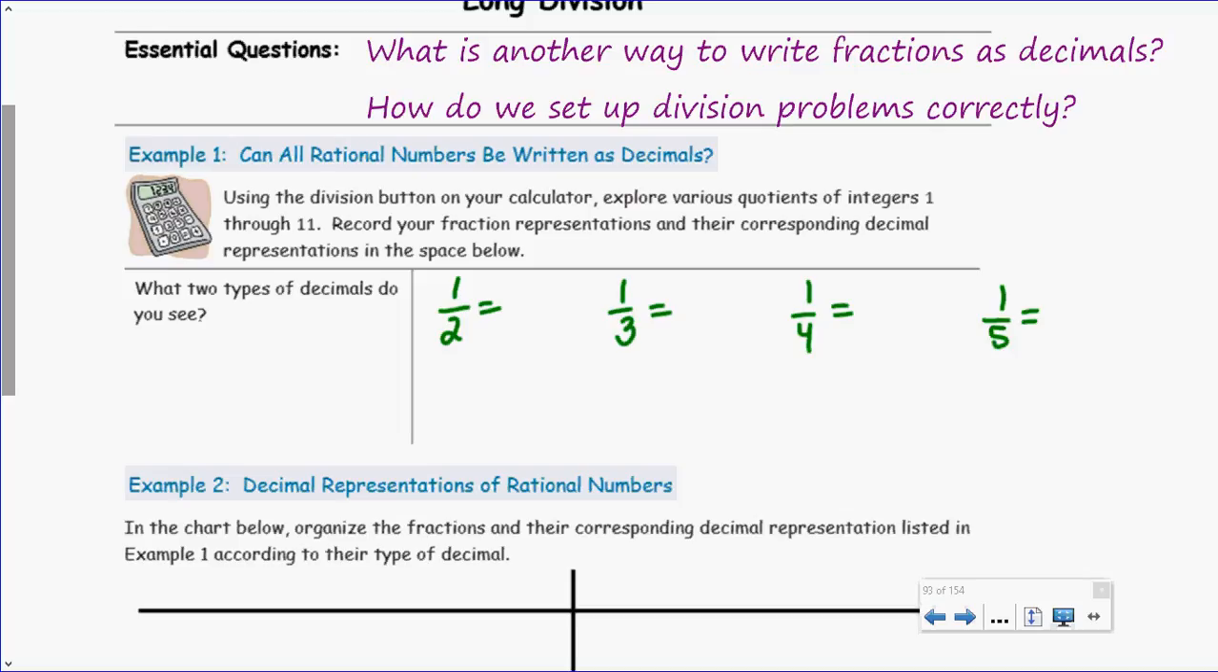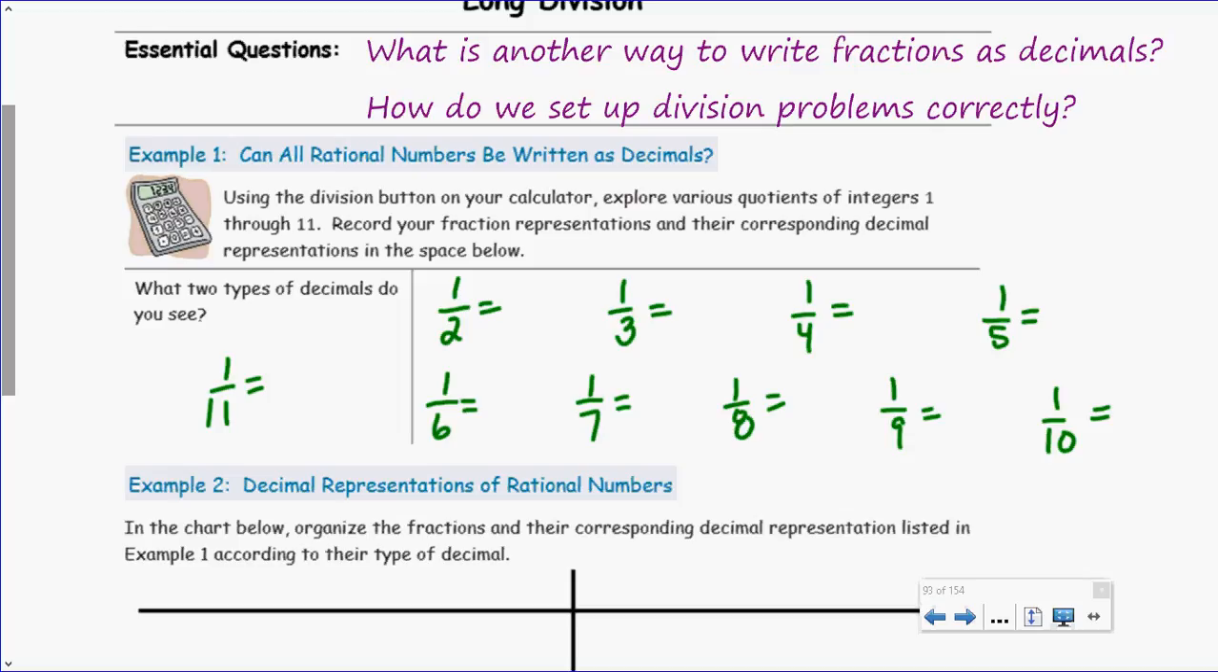So go ahead and write down all of these and then write down what you get when you put them in your calculator. And I'm also just going to sneak in 1/11th over here. Okay, write down what you get, and some of them are going to be a little simpler than others, but we're going to see if we can notice any patterns.